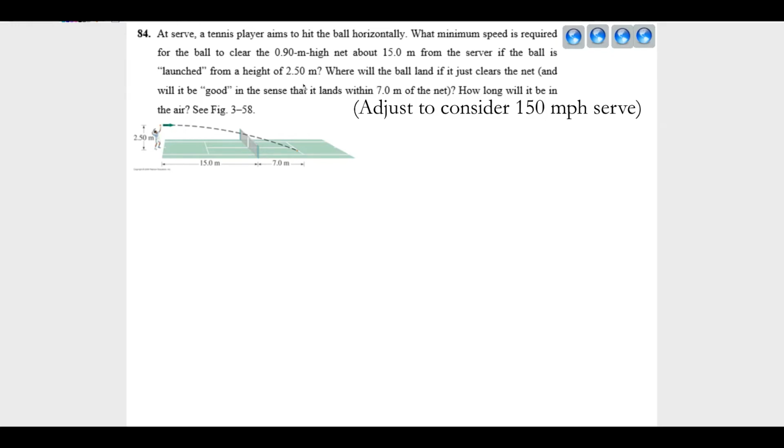At serve, a tennis player aims to hit the ball horizontally. What minimum speed is required for the ball to clear the 0.9 meter high net? It's about 15 meters from the server if the ball is launched from a height of 2.5 meters.